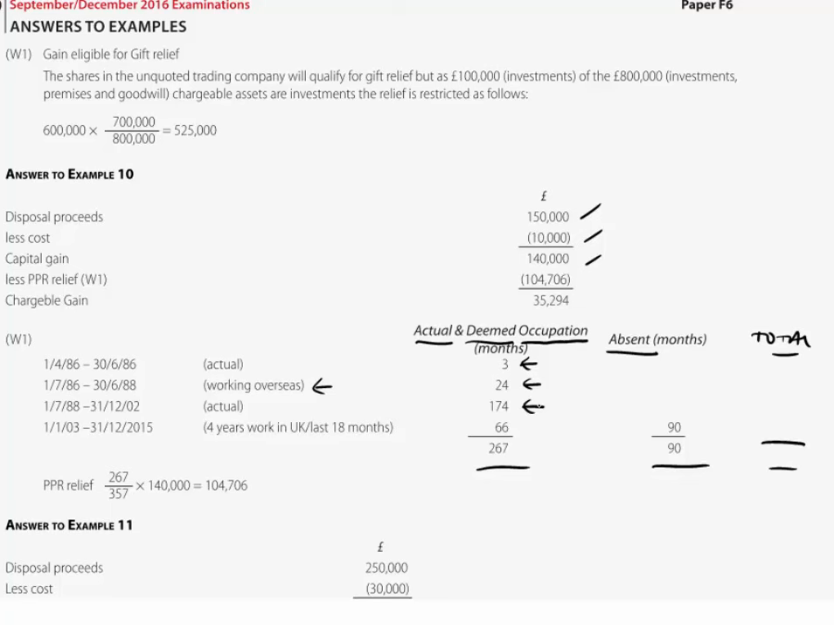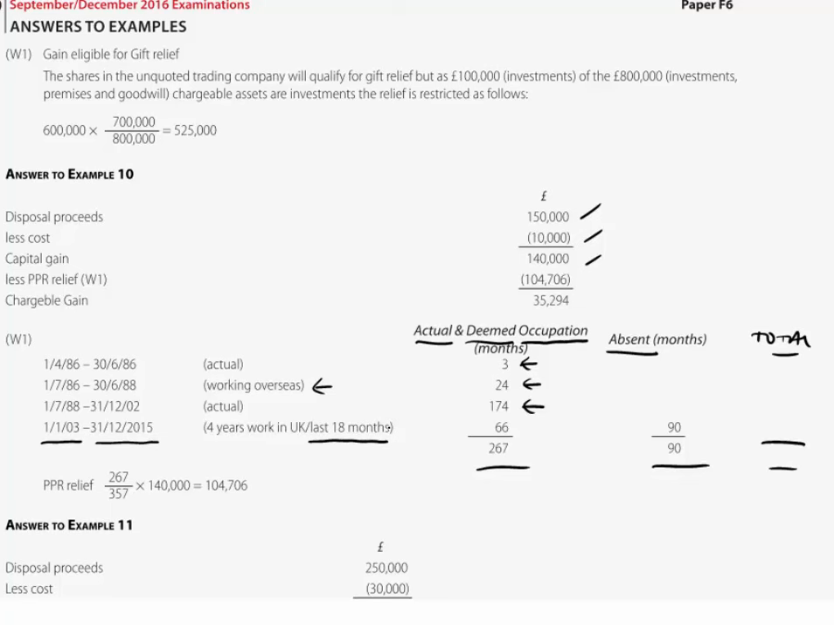There's no periods of absence. But then from the 1st of January 03 through to the point of sale, 31st of December 15, there was a period of absence. There was no further occupation. So what therefore can go in as deemed occupation? Well, without any other checks, the last 18 months. That is going to be deemed occupation.